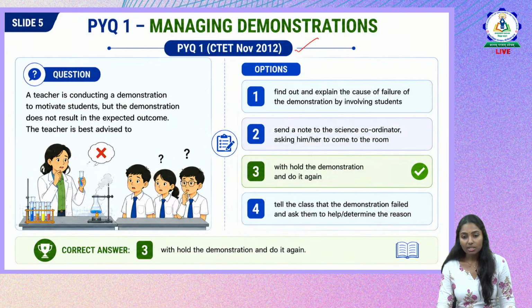Send a note to the science coordinator asking him or her to come to the room. Withhold the demonstration, do it again. Tell the class that the demonstration failed and ask them to help determine the reason.